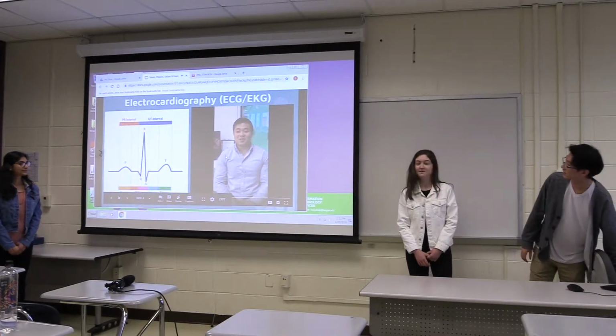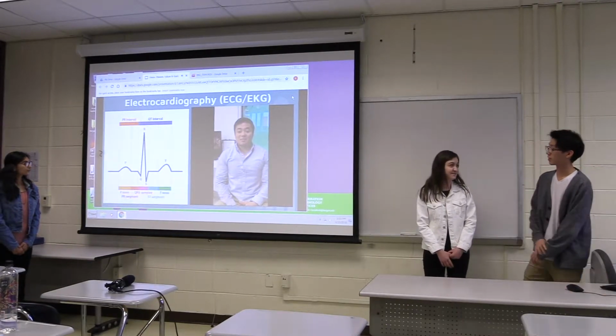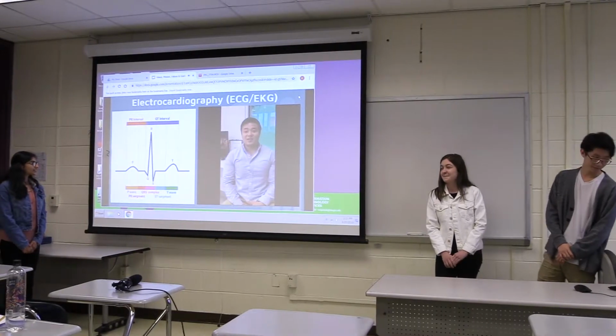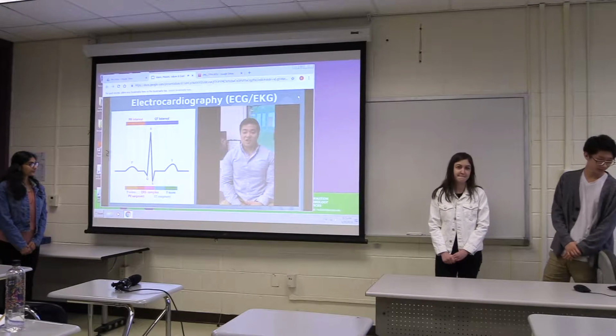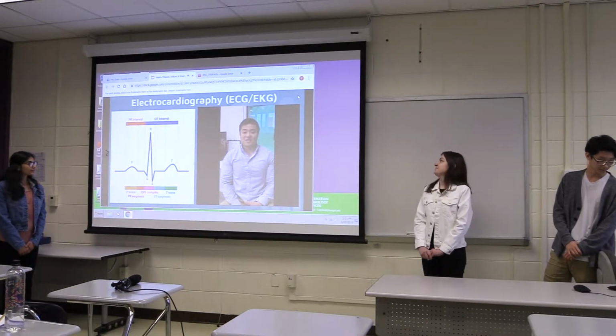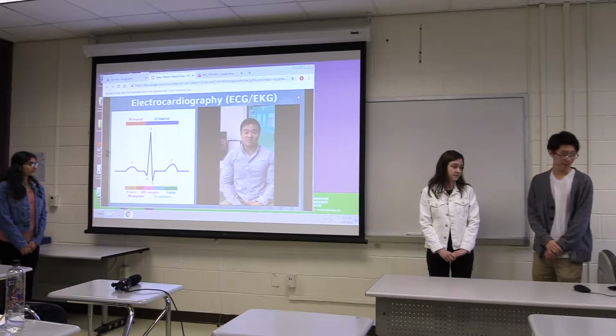The electrocardiogram test measures the activity of the heartbeat. If you look at the image on the slideshow, you're going to see the P wave, the QRS complex, and the T wave. The P wave is the atrial contraction. The QRS complex is the ventricular contraction, and the T wave is the ventricular relaxation.